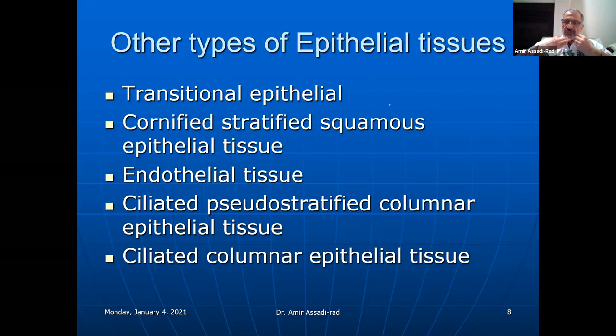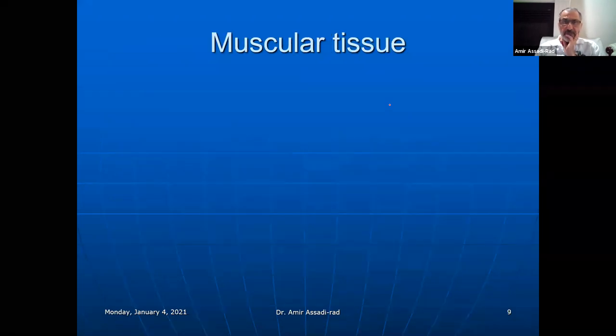And then you have ciliated columnar epithelial tissue. The ciliated columnar epithelial tissue is found in the oviduct and uterus. Those cilia push the egg down into the uterus. And of course, the uterus has some too.